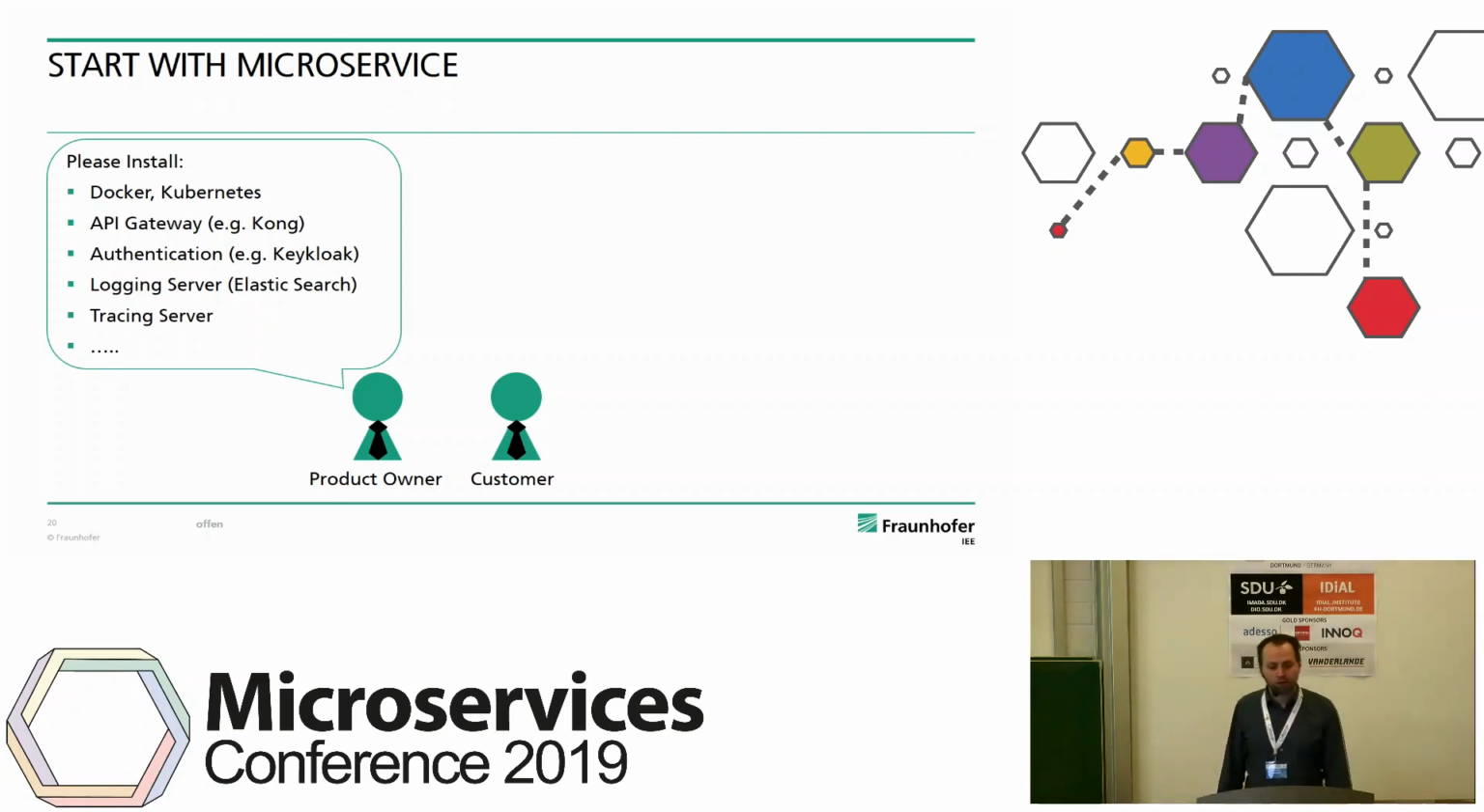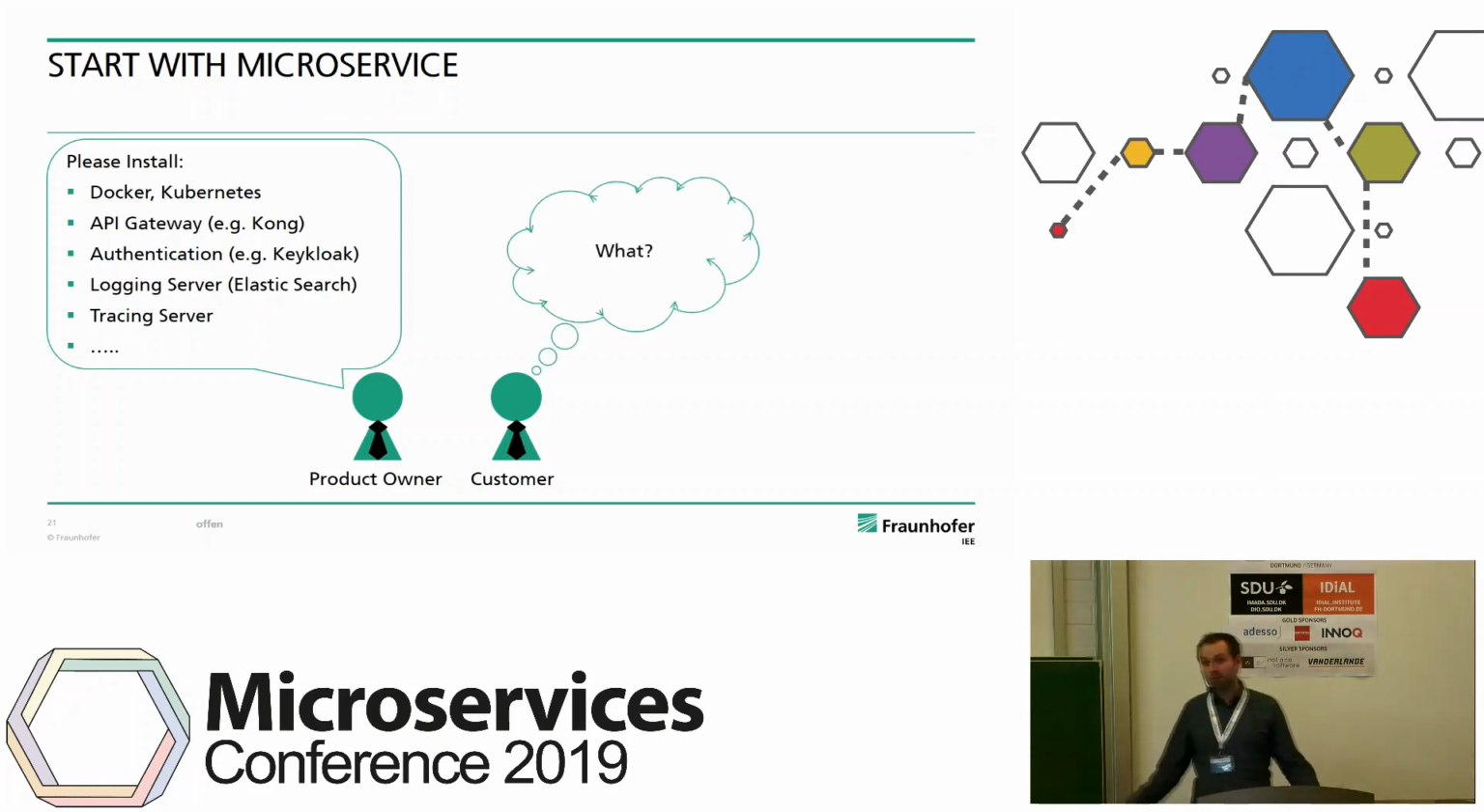Imagine we go to our customer and say, hey, we need Docker, Kubernetes, API Gateway, authentication, a logging server, a tracing server, and so on and so on. I guess they think about what? Okay, to be fair, the IT departments in the energy sector are not that bad. They perhaps have information about all these technologies, but they don't use them in production in every one of these energy companies.